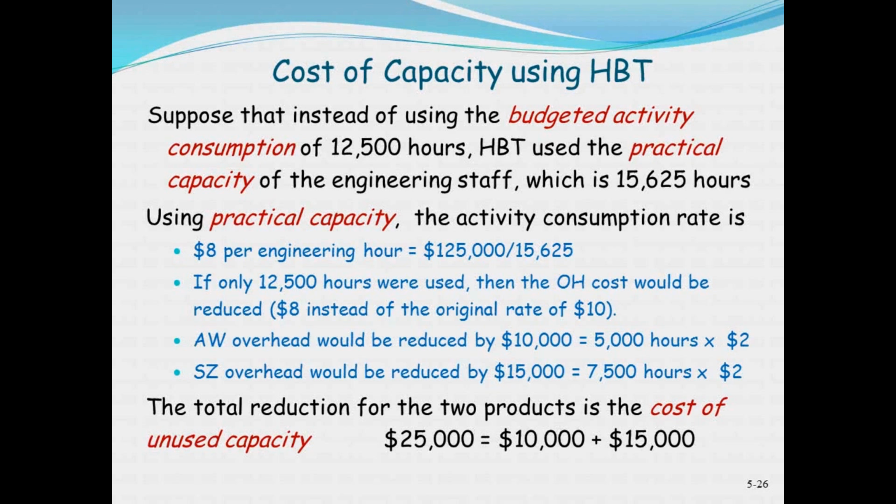Practical capacity does not mean you count up all your people, take 40 hours a week, and figure out how many hours you have. Practical capacity is how much real capacity you have when you factor in training, vacations, sick time, other activities maybe away from engineering that people do. So that 15,625 is a true and practical understanding of how much time was available in the engineering department.